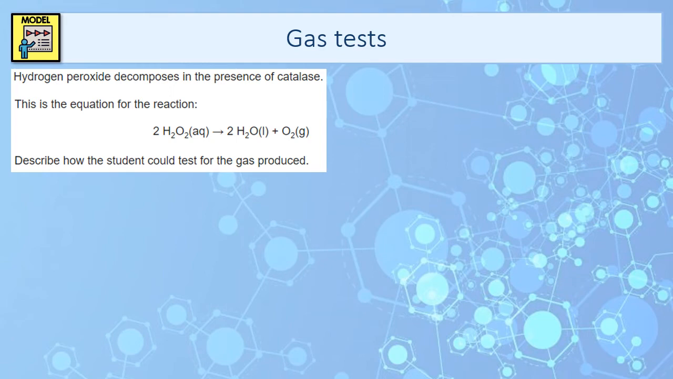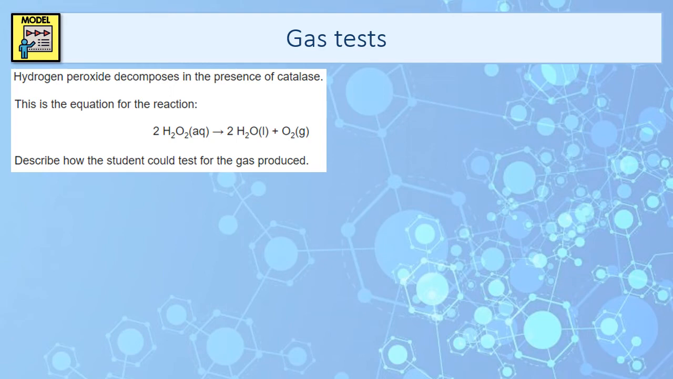Hydrogen peroxide decomposes in the presence of catalase. This is the equation for the reaction. Describe how the student could test for the gas produced. Now you might be able to see this straight away, but if you don't know what the gas produced is, you're not going to be able to answer this question.